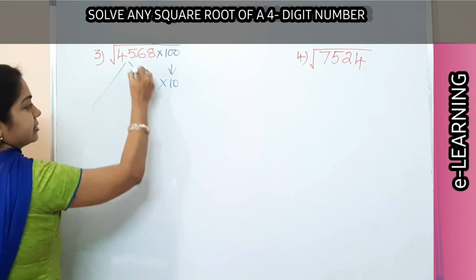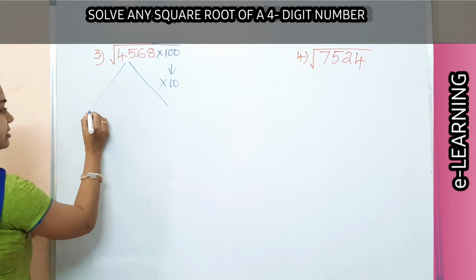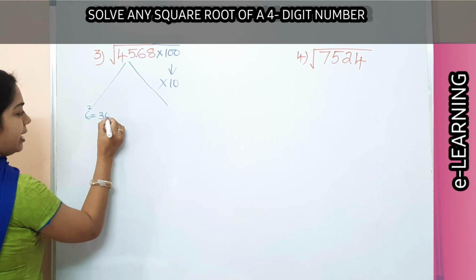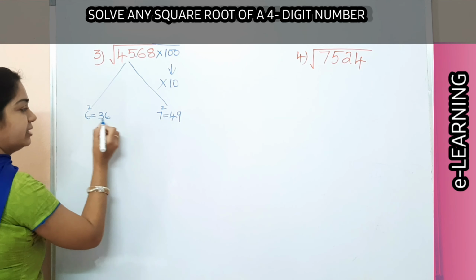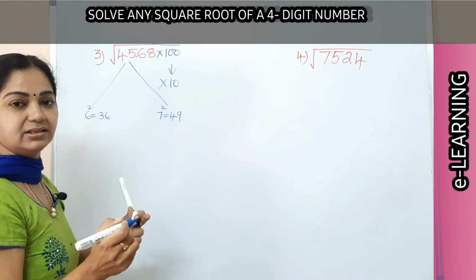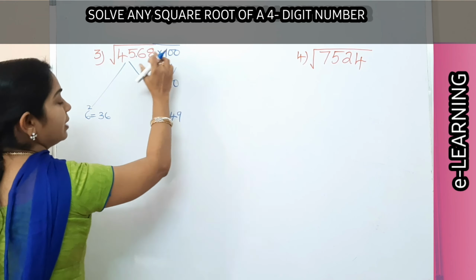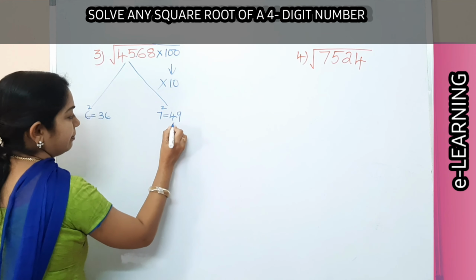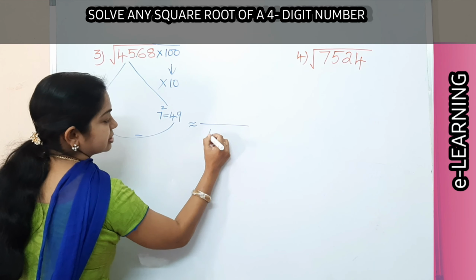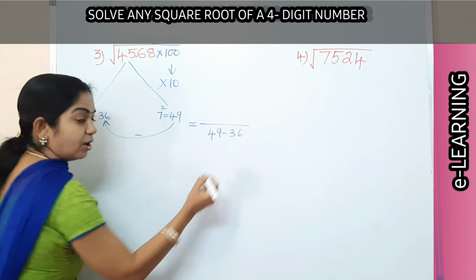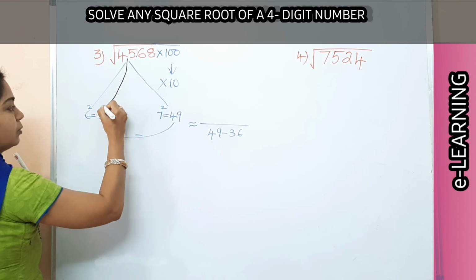Now between what two perfect squares does 45 lie? Let's take 6 square, that is 36, and 7 square, that is 49. So 45 lies between 36 and 49, so the answer will be 6 point something. For that we need to do an approximation by subtracting. So we get the denominator part, that is 49 minus 36. Now how do we get the numerator part? Just subtract 36 from this one.